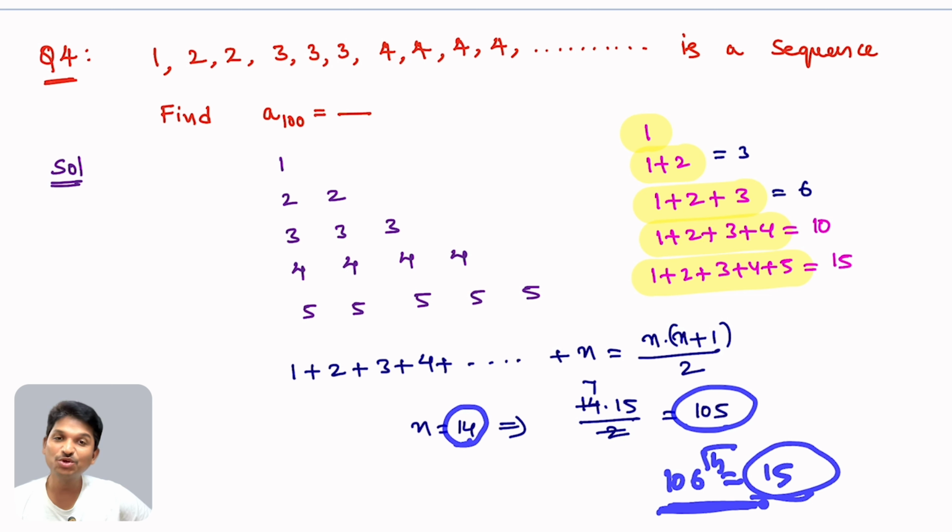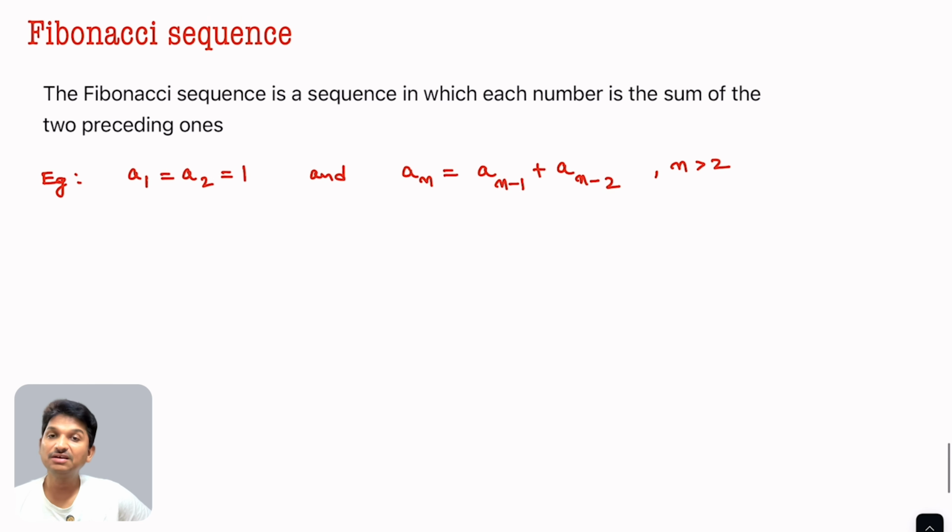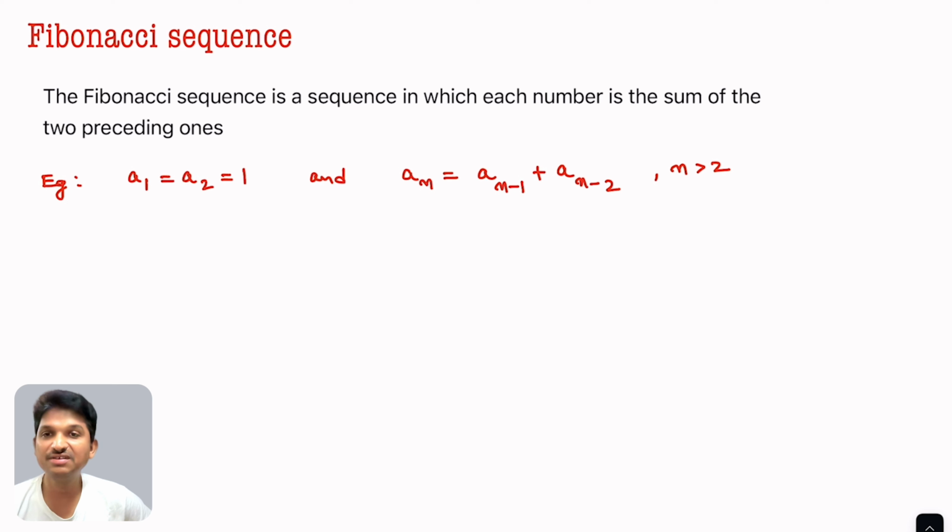What are they asking in the question? In the question they are asking the 100th term. What is the 100th term? The 100th term is 14, right? So I hope you understand this solution. And in this sequence, one special sequence is there, the Fibonacci sequence.